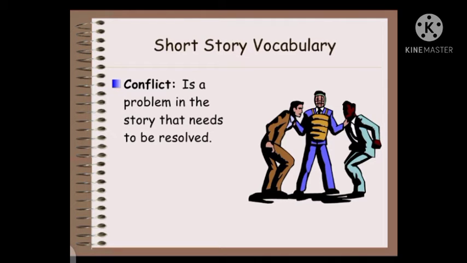Without a problem, your story would be as dull as watching paint dry. But when you give your main character a problem to solve, your story comes alive. So you must add a conflict in your story to make it more interesting for your reader.